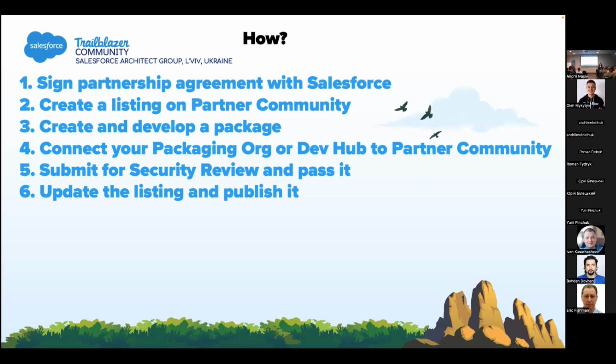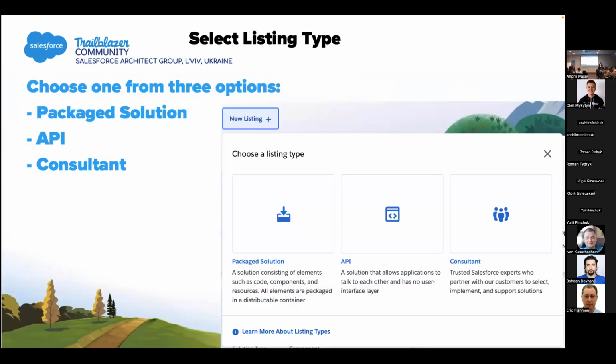By default, when you create a listing, it's private, so nobody can see it. But once you pass security review, you can update it to public, so it will be available to customers and everyone. So let's see the new UI, the user interface, and how it looks.